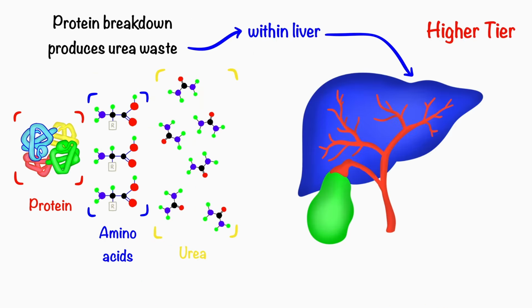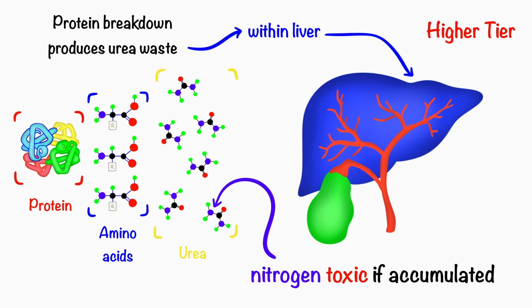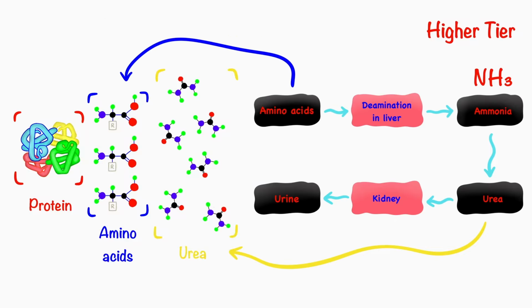The first major waste product is urea. Urea forms when proteins are broken down in the liver. Proteins contain nitrogen, and when excess amino acids are broken down, this nitrogen needs to be removed from the body. Proteins and amino acids can't be stored by the body, unlike fats and carbohydrates.